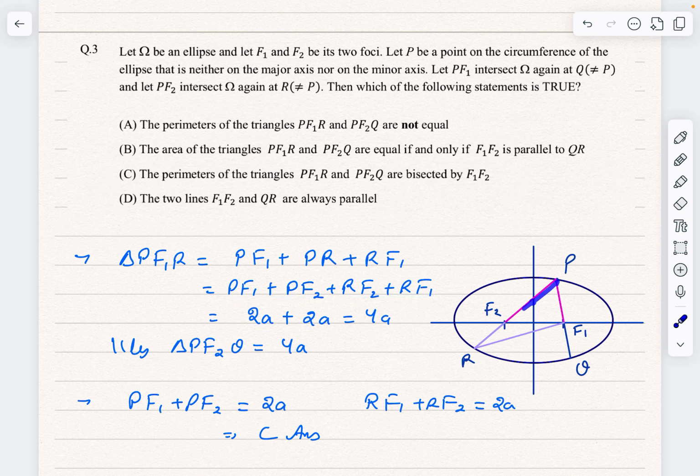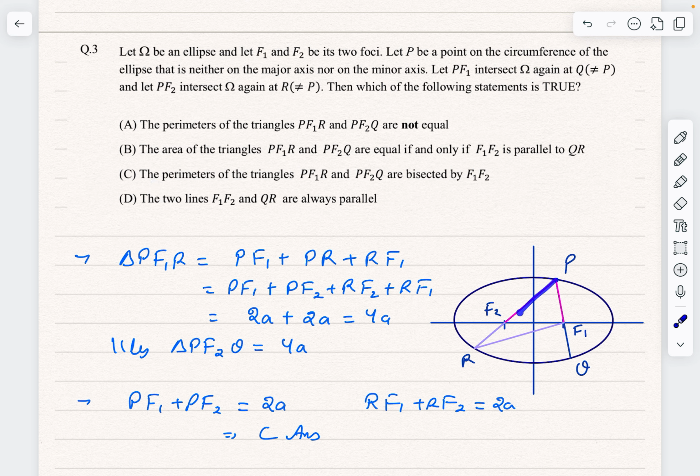And if you see PF2Q, the same thing will happen there also. It will come out to be PF1 plus PF2, QF1 plus QF2. So that also will be 4A. So their perimeters are equal. Now from here itself, you see option C is saying the perimeter of the triangle is bisected by F1F2.